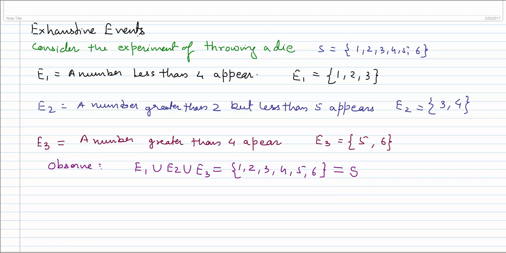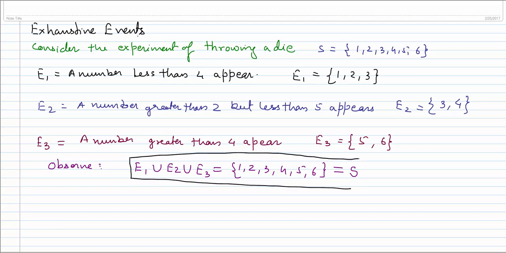Very important. If E1, E2, E3 are such events, if we take the union of all these 3 events and get a sample space, then we can say that E1, E2 and E3 are said to be exhaustive events.